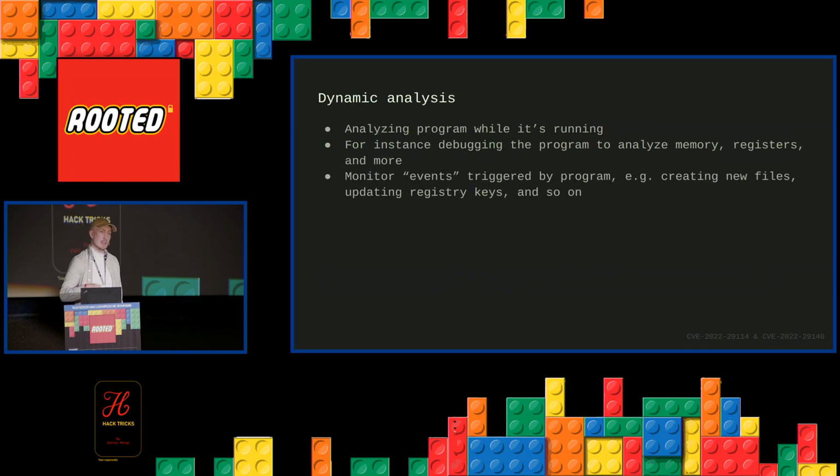Patch Tuesday is that every second Tuesday of the month, Microsoft will release all their security patches such that system administrators can be ready to update the systems. But in any case, dynamic analysis is analyzing a program while it is running. So one way of doing it is by debugging a program to analyze the memory, the registers. Maybe you can make it crash and inspect the state. But another way of doing it is monitoring events triggered by the program. So if the program tries to create a new file, we can get an event for that. Maybe it's trying to update the registry keys and so on.